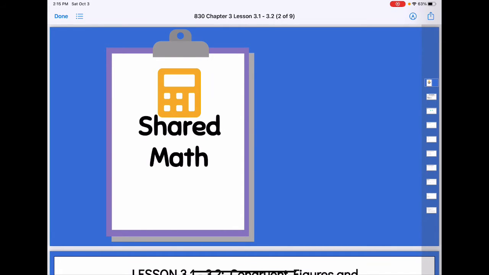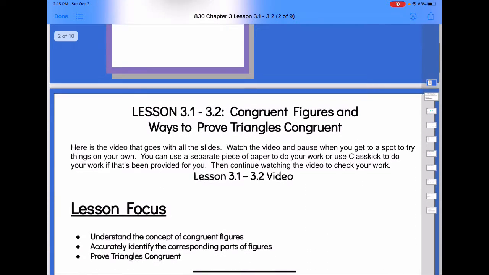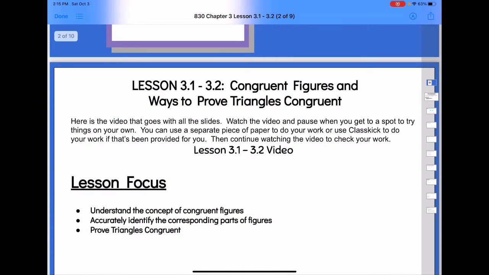Our first lesson of chapter 3 for geometry. So we are going to start talking about congruent figures here in chapter 3. So the basics here for 3.1 and 3.2 are just about what does it mean for figures to be congruent, and then the idea of corresponding parts when we have congruent figures. And then we're also going to get into ways to prove triangles are congruent.